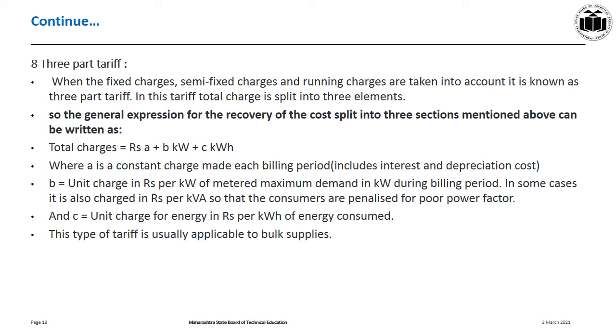In the three-part tariff, when fixed charges, semi-fixed charges and running charges are taken into account, it is known as a three-part tariff. In this tariff, the total charges are split into three elements. The general expression has the first part as the fixed charge, the second part as the unit charge in rupees per kW of metered maximum demand in kW, and the third part as the unit charge for energy in rupees per kWh of energy consumption. This type of tariff is usually applicable to bulk supply.